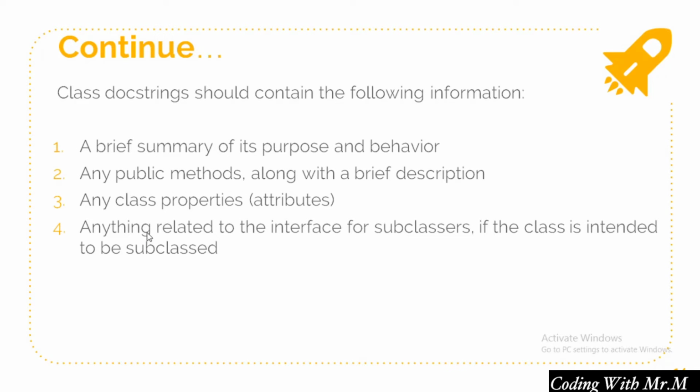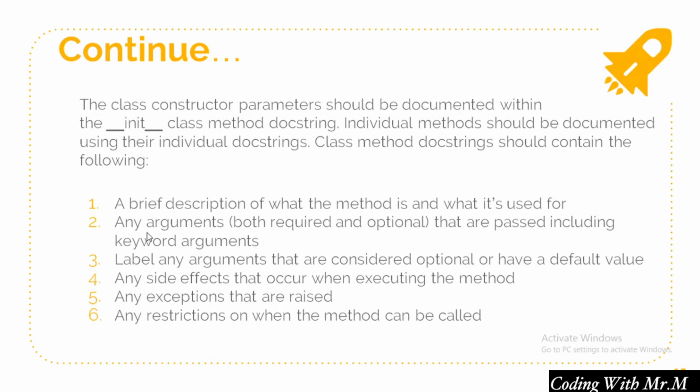A class docstring should contain the following information: a brief description of its purpose and behavior, any public methods along with a brief description, any class properties, and anything related to the interface for subclasses if the class is intended to be subclassed. The class constructor parameters should be documented within the __init__ method docstring. I think we haven't covered that yet, but we will cover it in future tutorials.